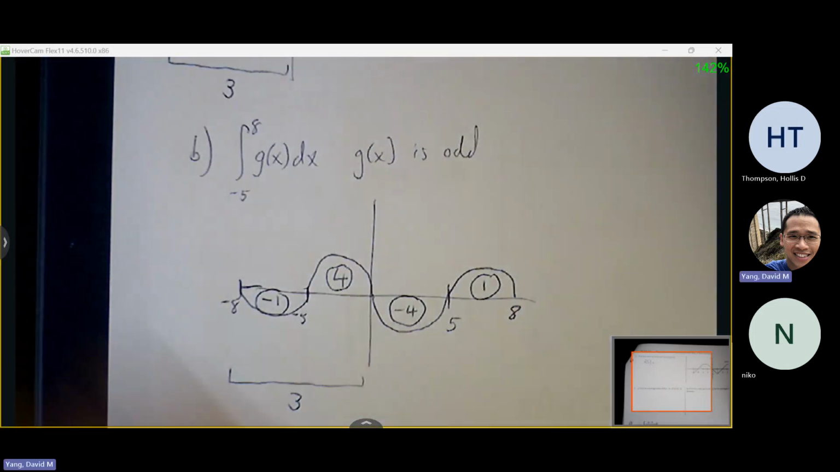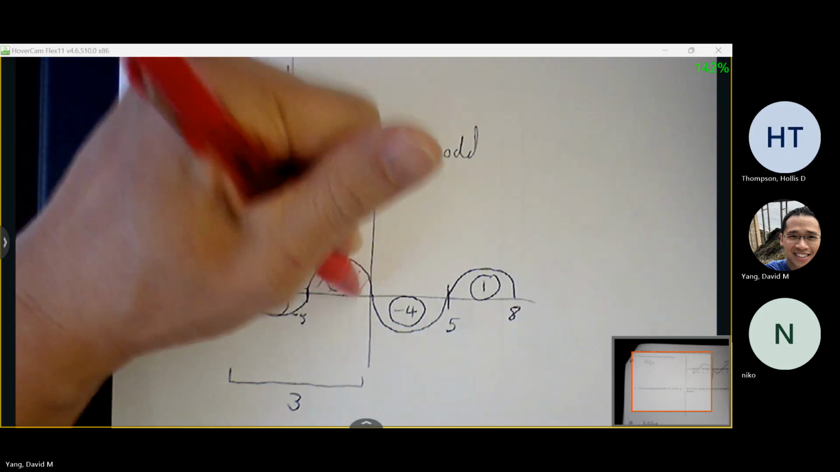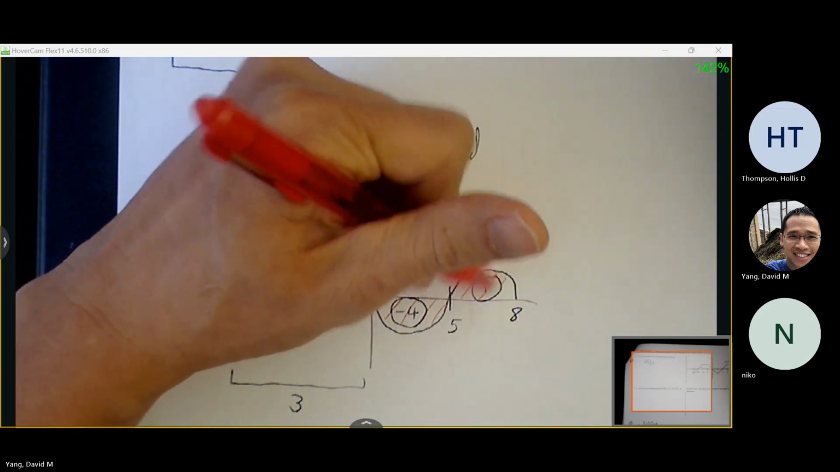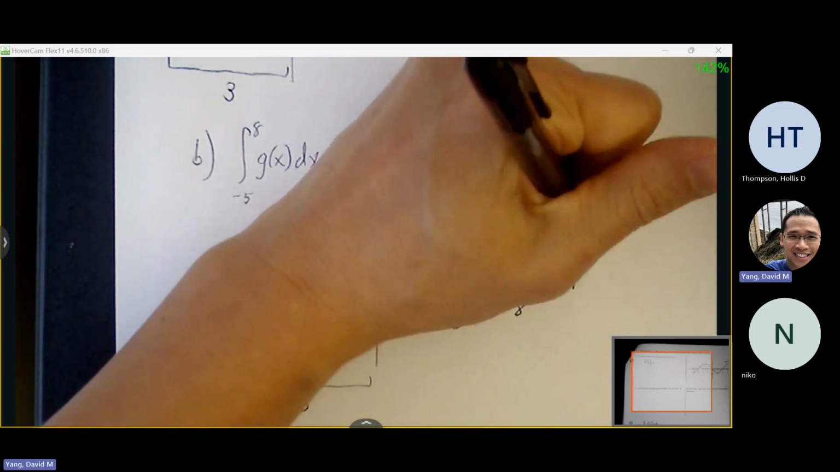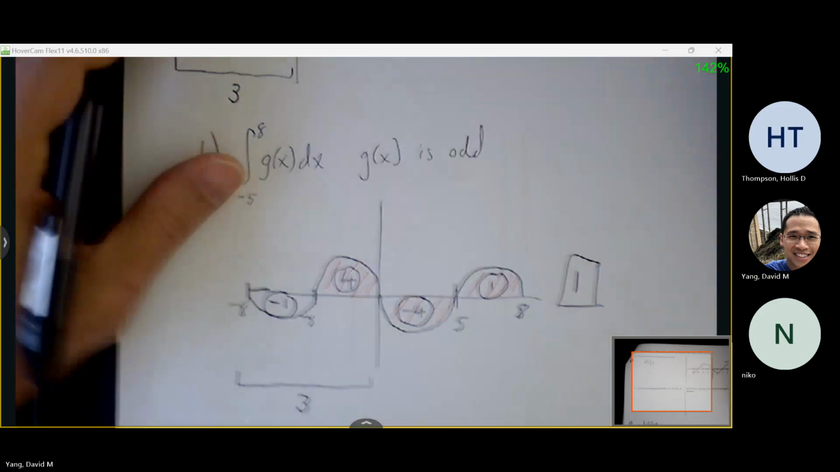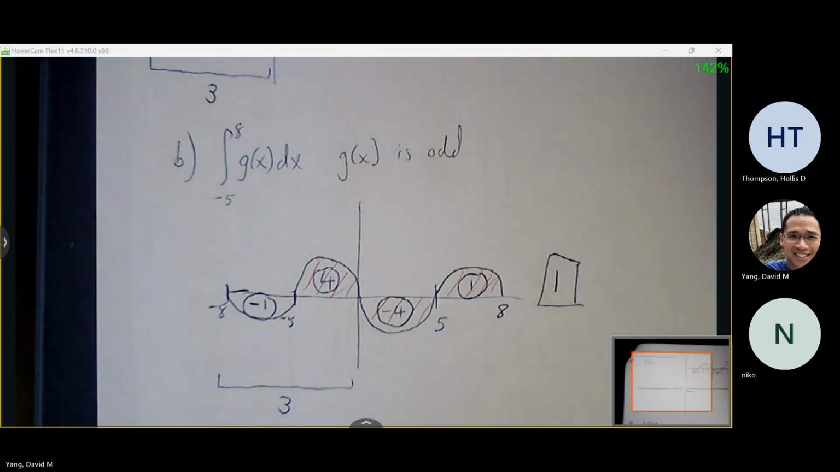Now we're just adding up from -5 to 8. 4 minus 4 is 0. 0 plus 1 is 1. Okay, let me know if you have any individual questions.